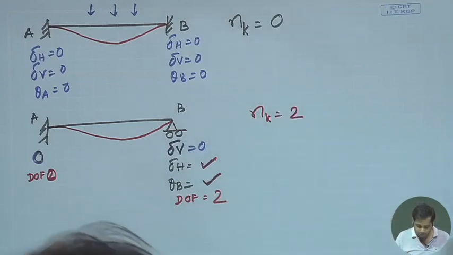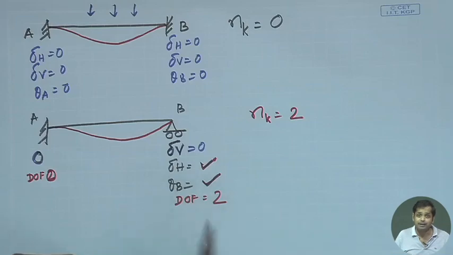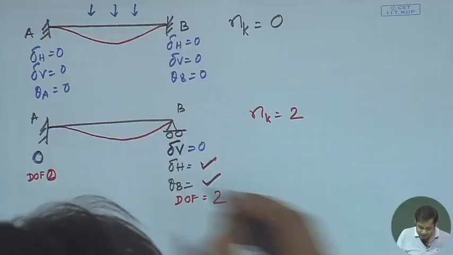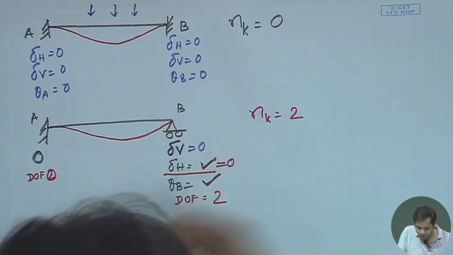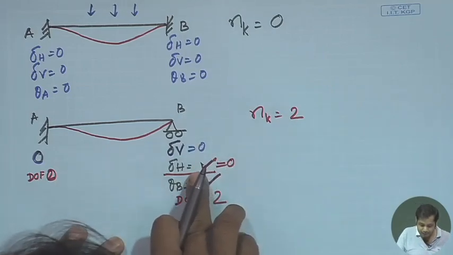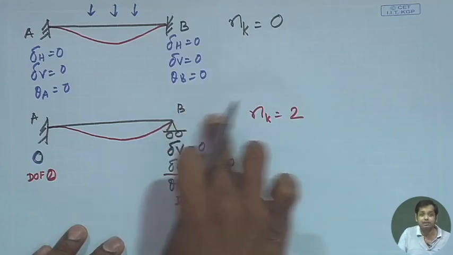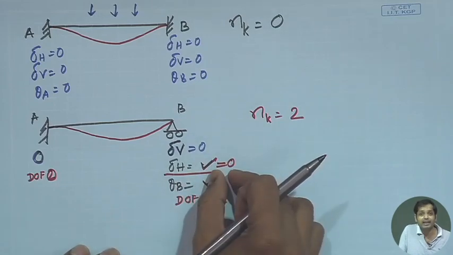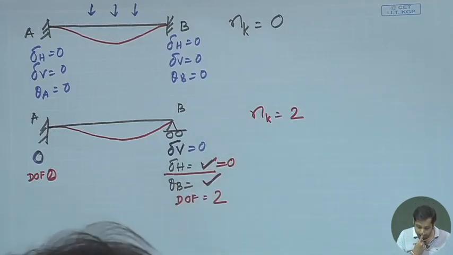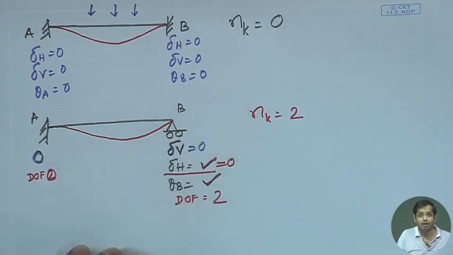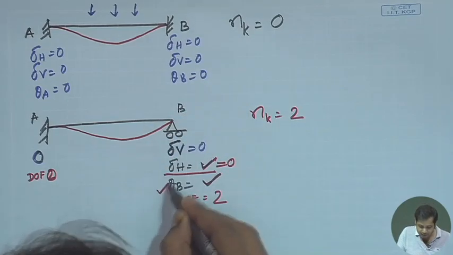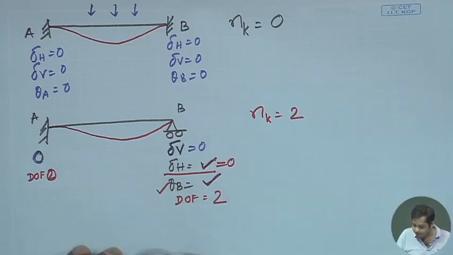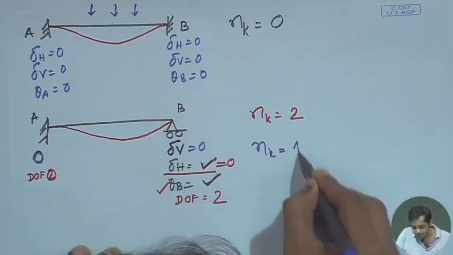Now here is an important point. If we assume that the axial rigidity of this beam is very high, there is no axial deformation, then delta H is also 0. Because delta H will cause an axial change in length of AB, but if we assume that there is no change in length, there is no axial deformation, so delta H is equal to 0. If delta H is equal to 0, then how many degrees of freedom does joint B have? Joint B has just 1 degree of freedom, which is theta B. So in that case, Nk for this beam will be 1.